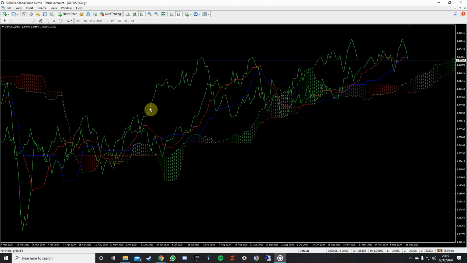You're looking at, was price 26 bars ago higher or lower than it is now? If the price was lower than it is now, then we've got upwards momentum. If the price was higher than it is now, we've got downwards momentum. So that's the basis of it.